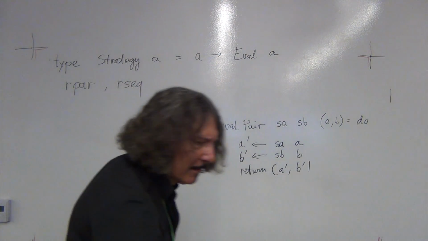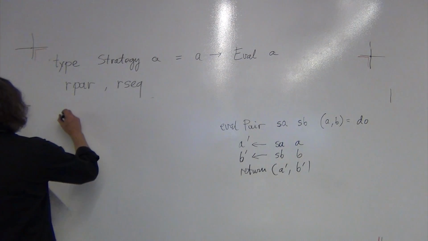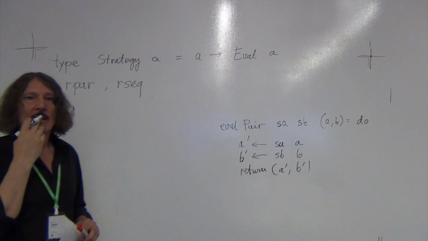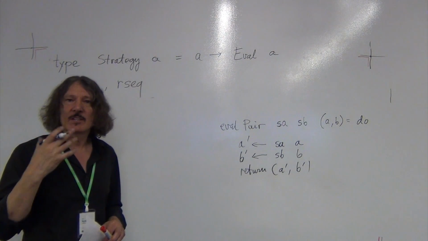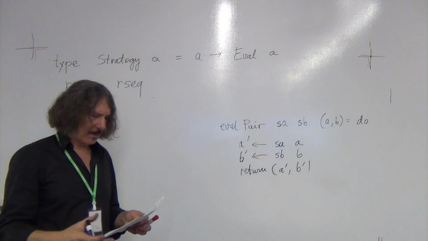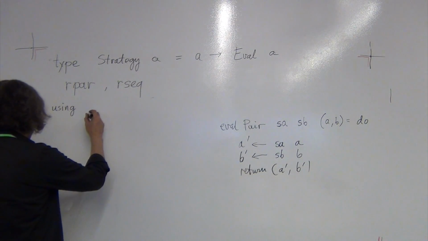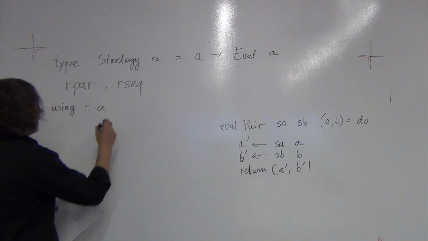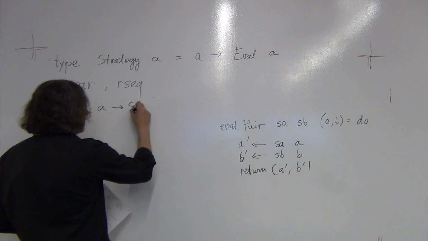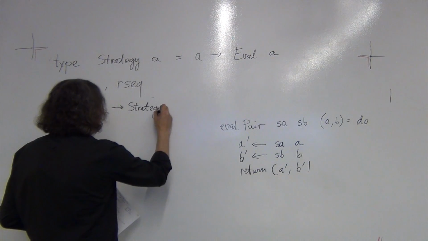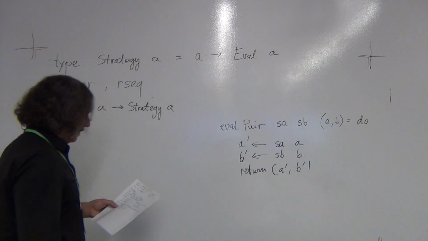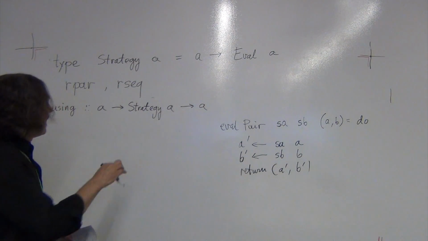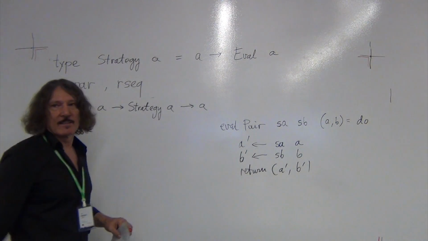and define using. So using says, apply a particular strategy to the evaluation of some something. It takes this something to be evaluated, it's an arbitrary type A, and takes some strategy for evaluating A. And what it returns back is A. So just evaluate A using this strategy and return it.